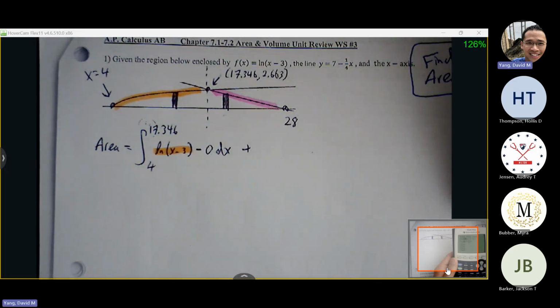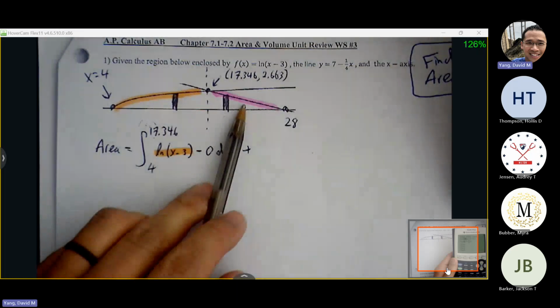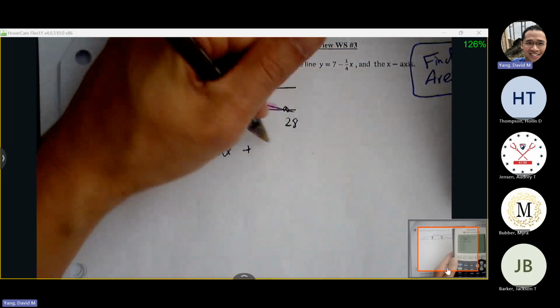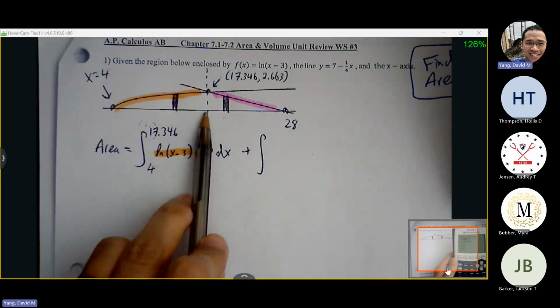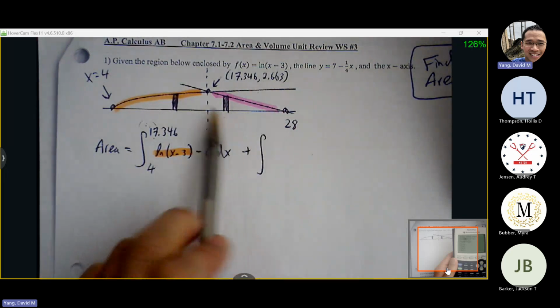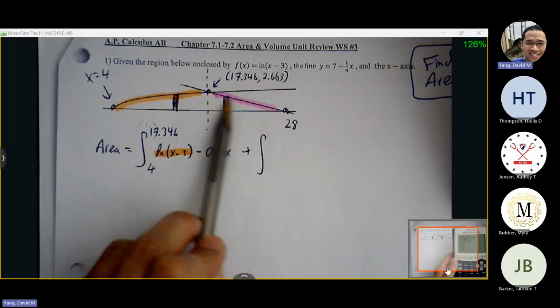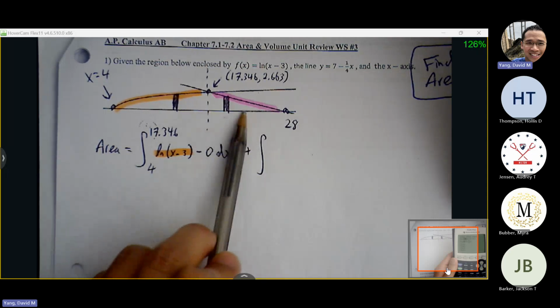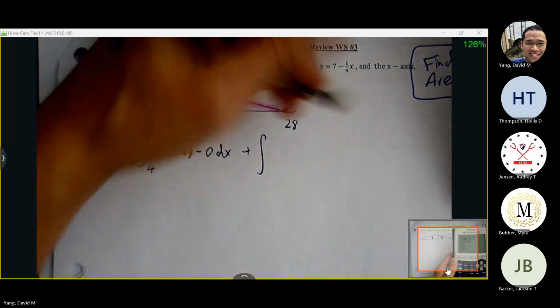Okay, so now moving on to the other region here. This is going to be the 7 minus 1/4 x, but it's a different region. I'm going to start from 17.346 to 28. And in this region, the graph on top is the line, and the bottom is still the y equals 0.